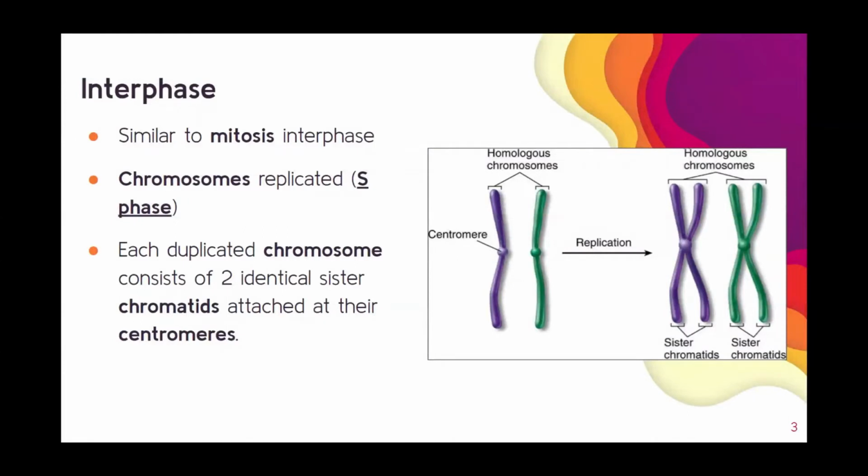Now, interphase. Interphase is pretty similar to the interphase that we had in mitosis. Chromosomes are replicated in the S phase, just like in mitosis. And each duplicated chromosome consists of two identical sister chromatids attached at the centromere. You're going to write these things down in your notes.